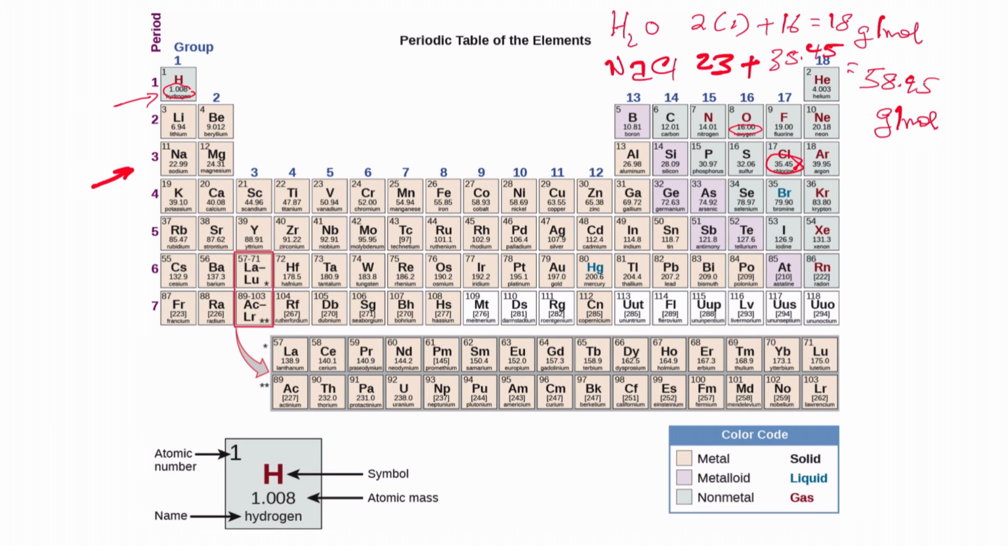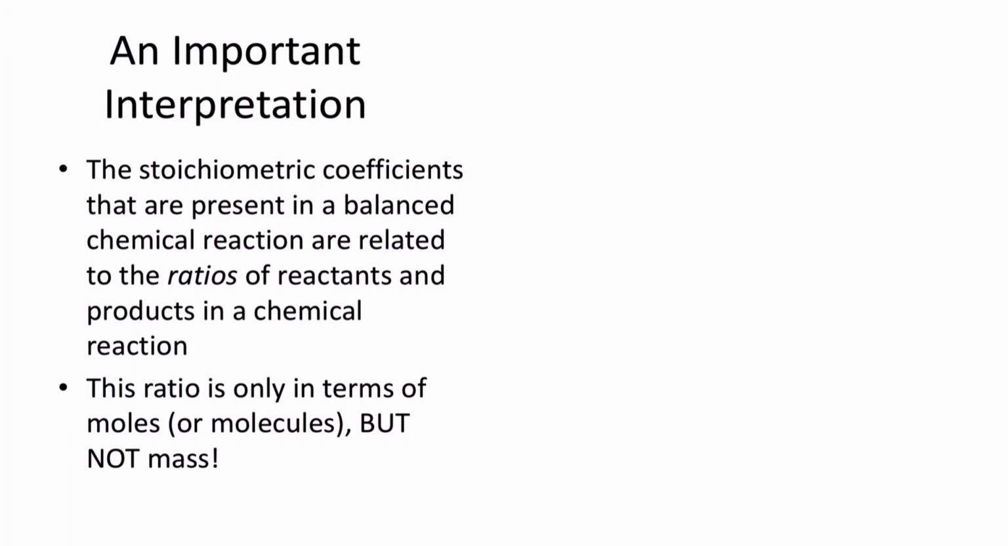So now let me show you how you can use the periodic table to figure out what's happening in an actual chemical reaction. Okay, a very, very important interpretation of this is that when you have a chemical reaction and you balance this chemical reaction, the coefficients have to do with the ratios of the reactants and the products in a chemical reaction. This ratio is present only in terms of molecules, but not masses. Okay, and so let me give you an example.